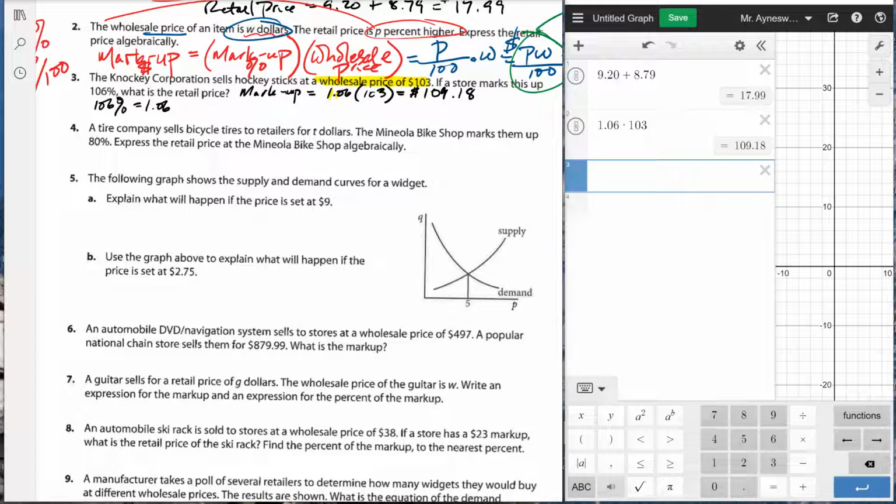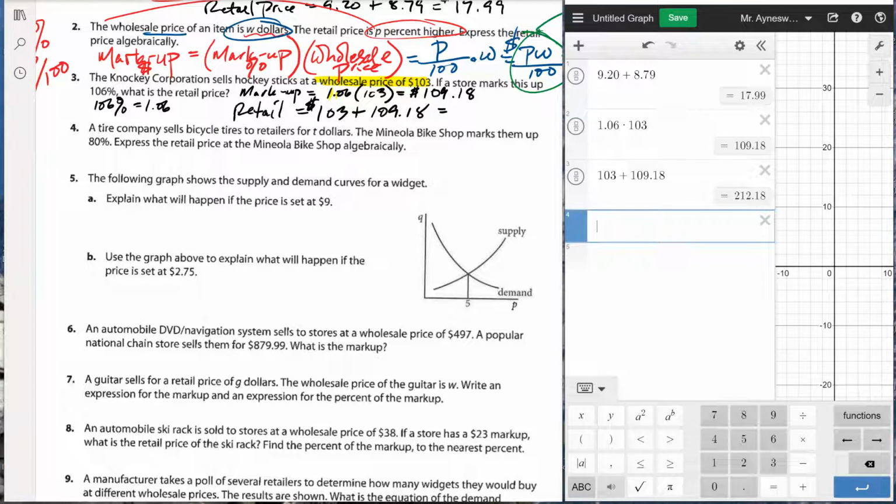So now the retail price is equal to the wholesale plus the markup. The wholesale price is 103 bucks, the markup is 109.18, and you simply add these together. Take 103, add it to 109.18, and you get $212.18. And that's what it's going to be to the consumer. So it's a 2-step process: find the markup first, add it to the wholesale next, boom, you get the retail price.